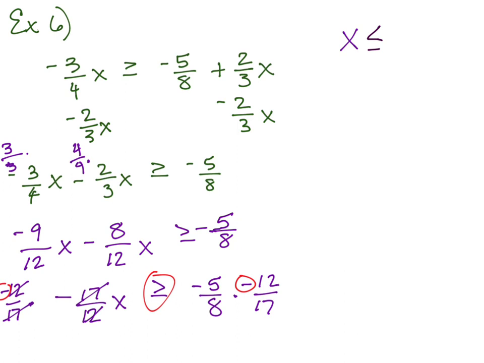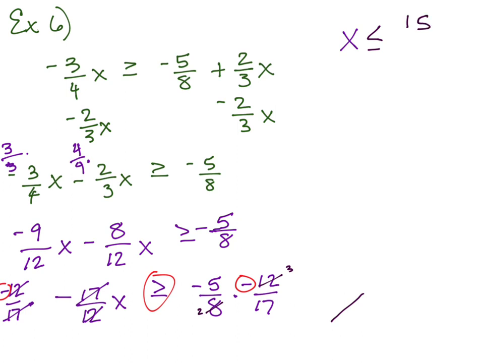And over here on the right side, what do we have? I have an 8 and a 12 that have what in common? They both have a 4. So if I reduce 8 and 12 by 4, how many 4s are in 8? And how many 4s are in 12? 3. So now I've got a negative 5 times a negative 3. That makes a what? Positive 15.